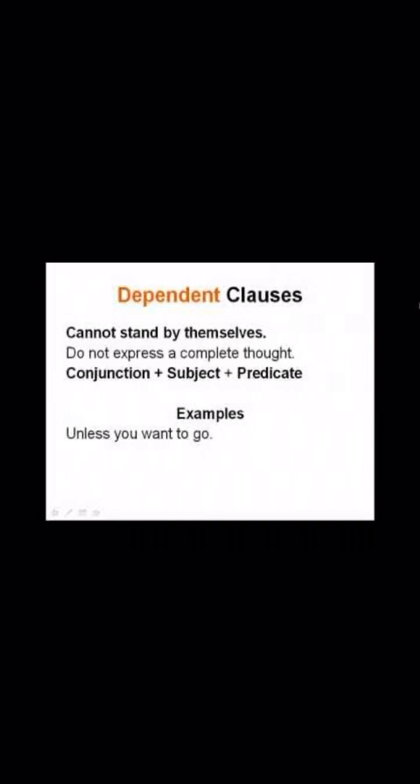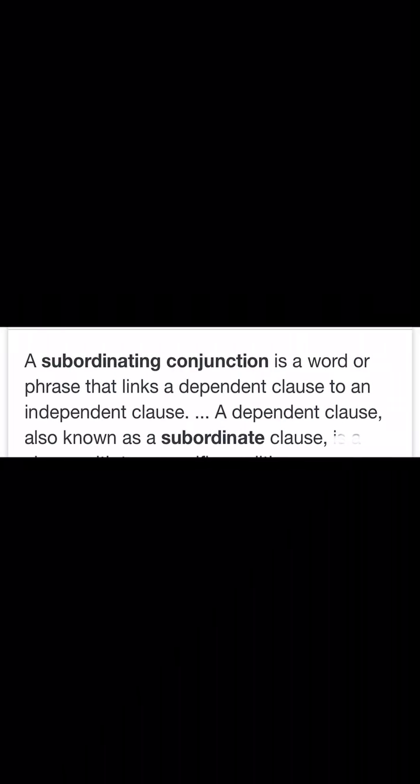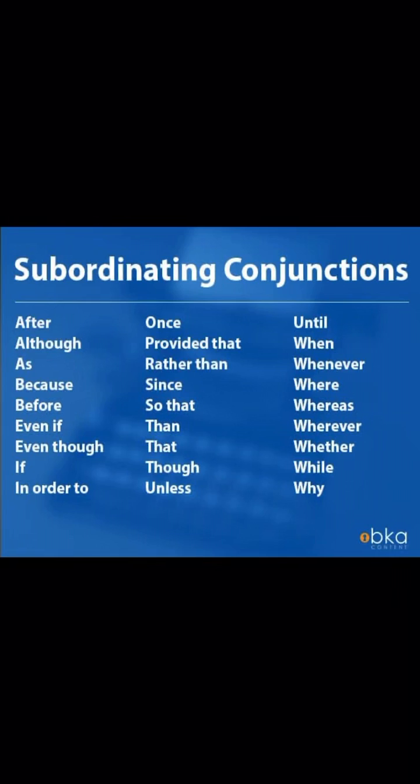Okay, what is a dependent clause? A dependent clause is not a complete sentence. It must be attached to an independent clause to become complete. This is also known as a subordinate clause. A subordinating conjunction is a word or phrase that links a dependent clause to an independent clause. These are examples of some subordinating conjunctions which are used in dependent clauses.